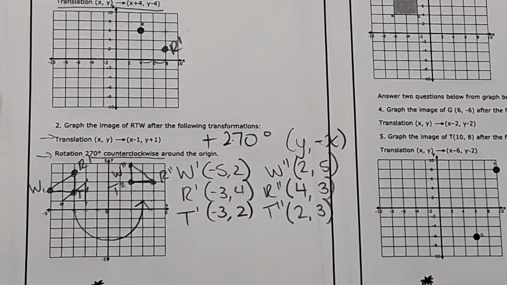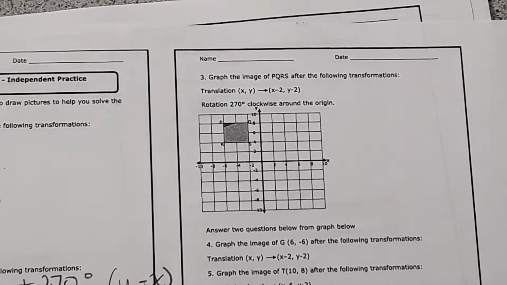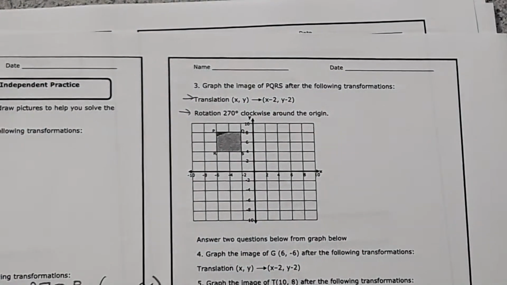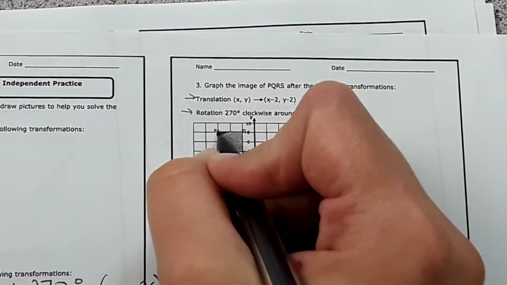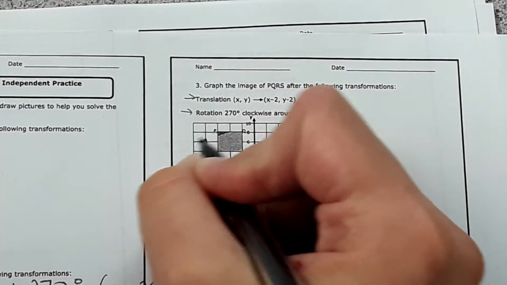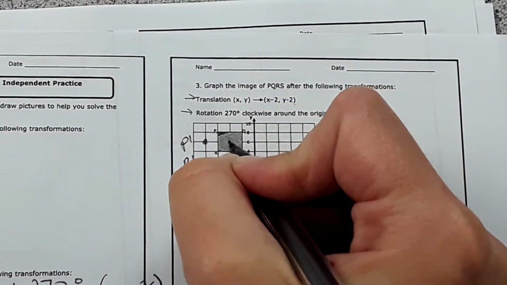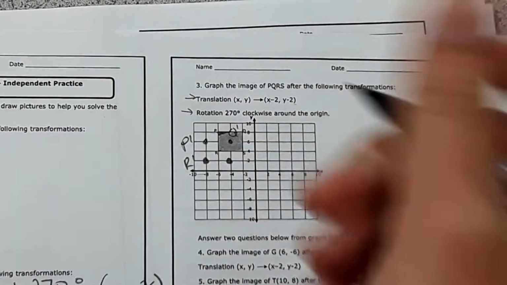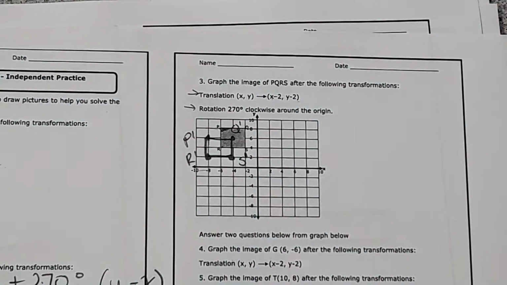Okay, the next problem is similar. We're going to do a translation first and then a rotation. So starting with the translation, it's x minus 2, y minus 2. The graph is counting by 2, so we're going to move it over just like 2 and 2 to get P prime, R prime, Q prime, and S prime. So there's the translation.